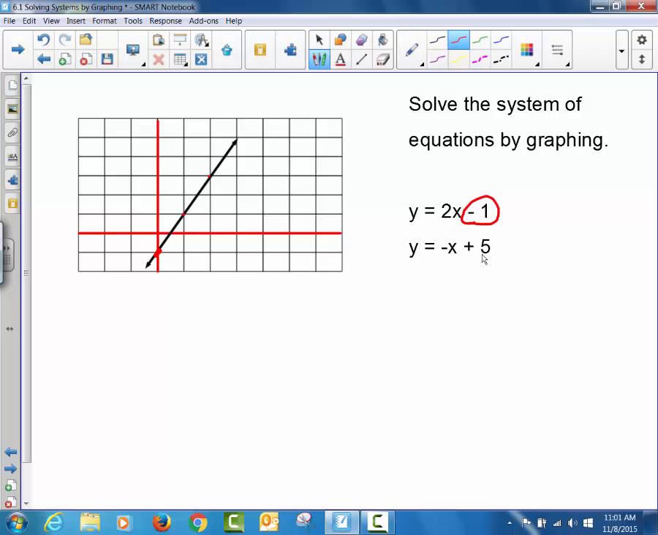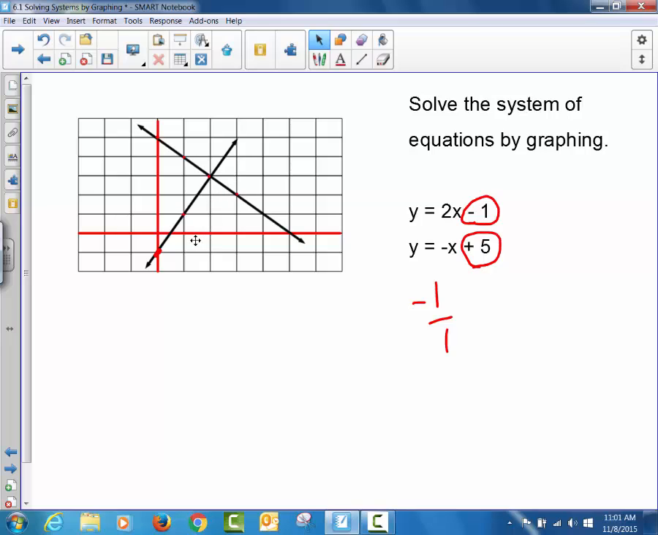Then we do the same thing for the other one. Our y-intercept is positive 5. So we go 1, 2, 3, 4, 5 and put our dot. And our slope is negative x, which is negative 1 over 1. So that means we go down 1 and right 1. So we go down 1 and right 1, and keep repeating that. And then we can draw our line.